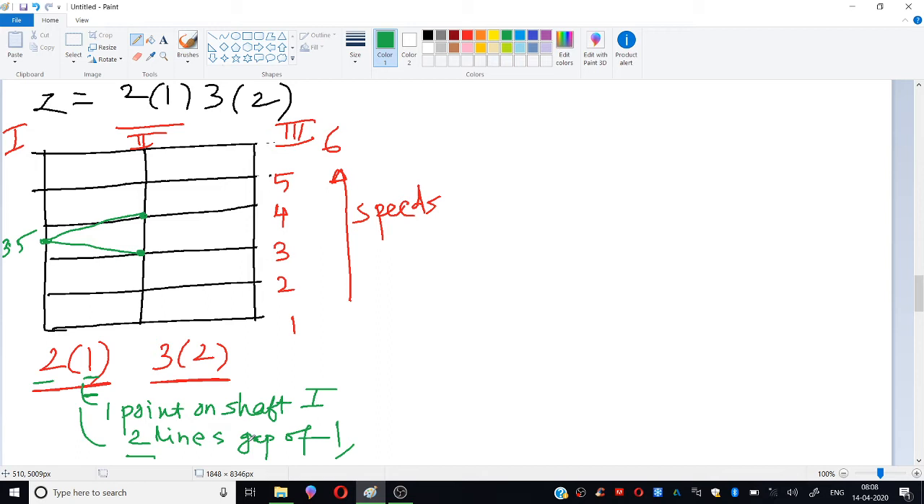Similarly, if we check for the second stage, it is already mentioned that there should be 2 points, so our answer is right. Those 2 points are on shaft 2, and from each of these 2 points there should be 3 lines at a gap of 2. First we will concentrate on, suppose, the lower point. We are going to draw 3 lines from this point at a gap of 2. The first line we draw here, the second line will be somewhere here, and the third line somewhere here. Then we will join them.